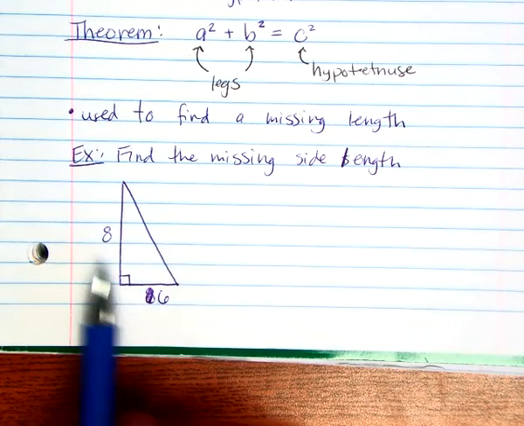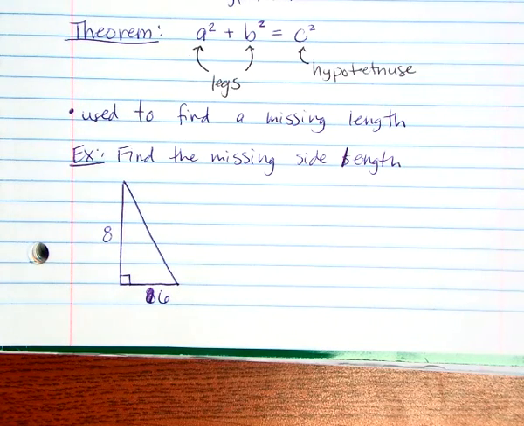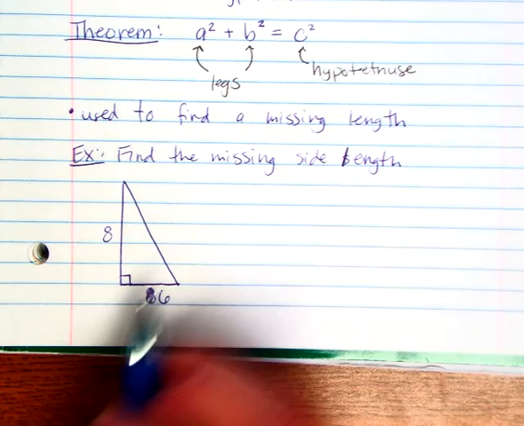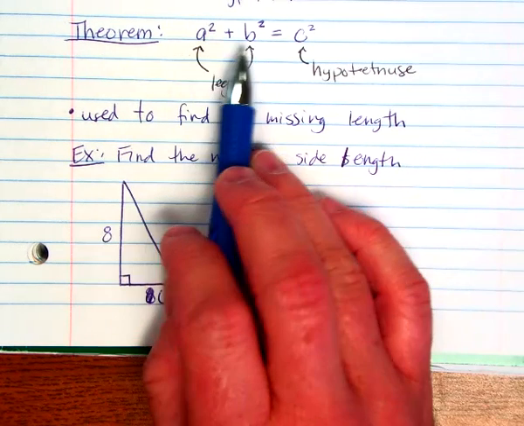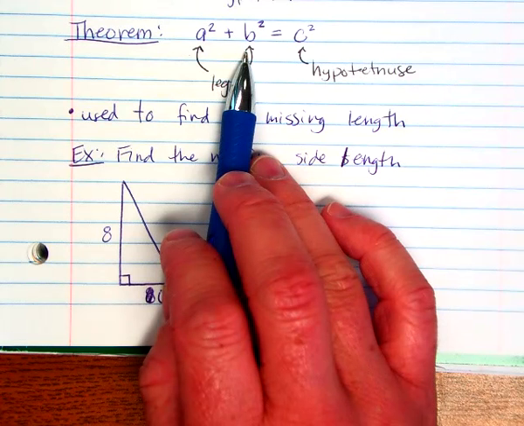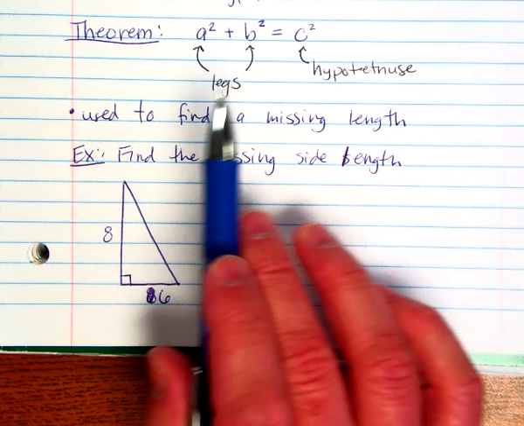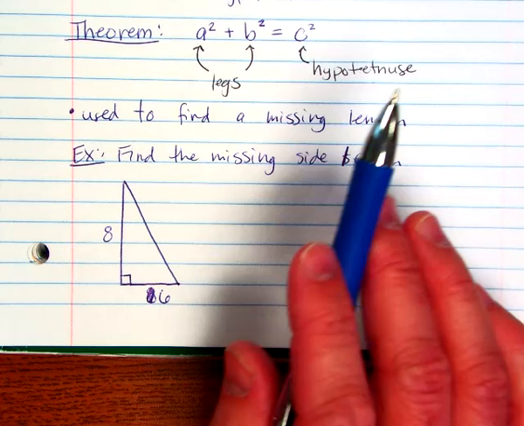Did they give us the legs, or did they give us a hypotenuse? Legs. These are the two legs. So what we have here, I don't care which one's A, which one's B. It is entirely up to you. Some people like to say the little one is A and the big one is B. Some people like to do the one on the left is A, the one on the right is B. I don't care. It doesn't matter.